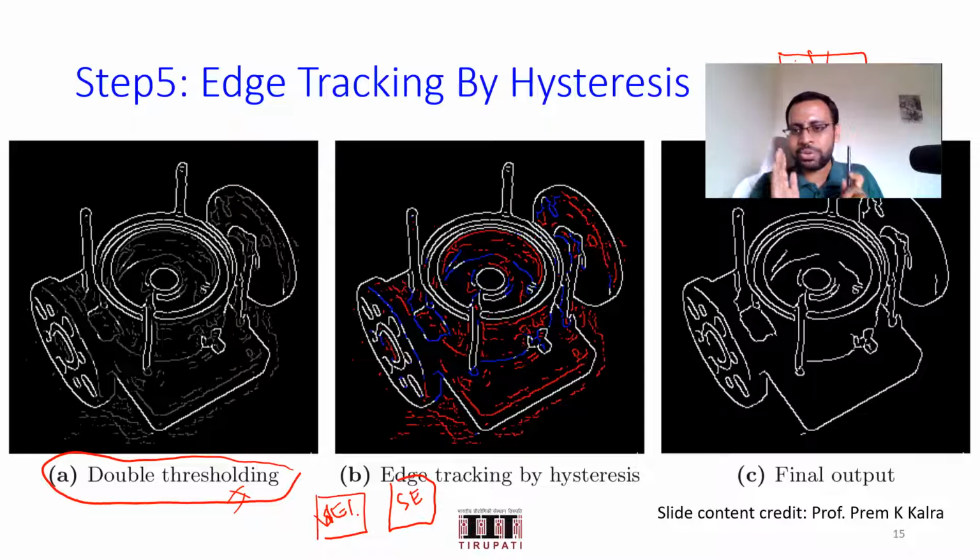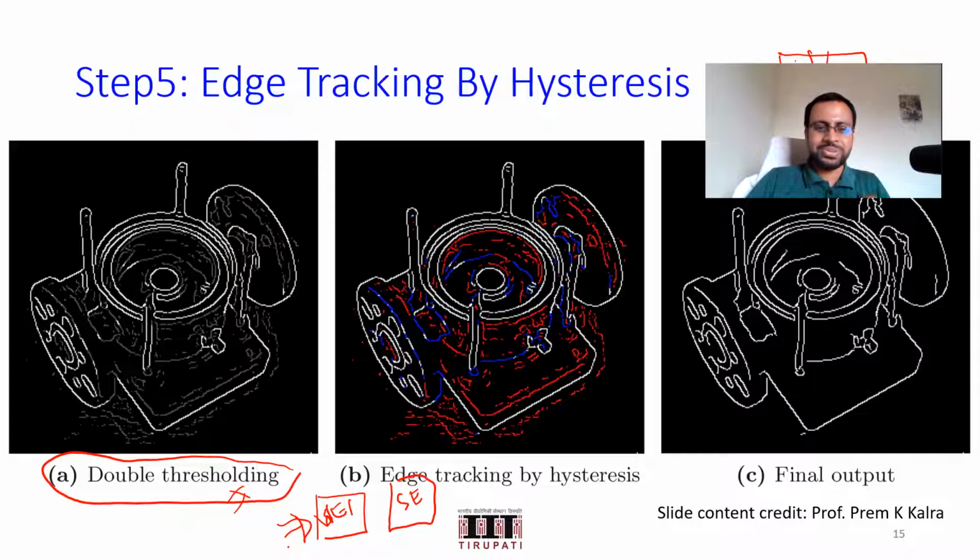Now what you will do is, you go through this image of suspected edges. If a given pixel is a suspected edge, look at its neighbors and see if by any chance any one of its eight neighbors is a strong edge. If so, you convert this as part of your edge. If not, drop it. Am I clear? Yes, sir.